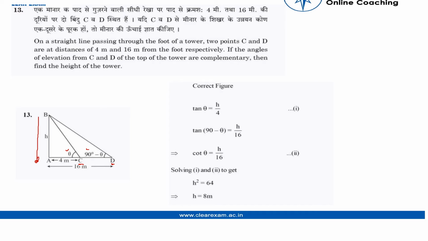So now we have to find the height of the tower. So the relation we want to apply over here is between the perpendicular, which is the height, and the base, which is given to us. So applying tan theta would give us h by 4, and applying tan 90 minus theta would give us h by 16. We also know by the property that tan 90 minus theta is cot theta.